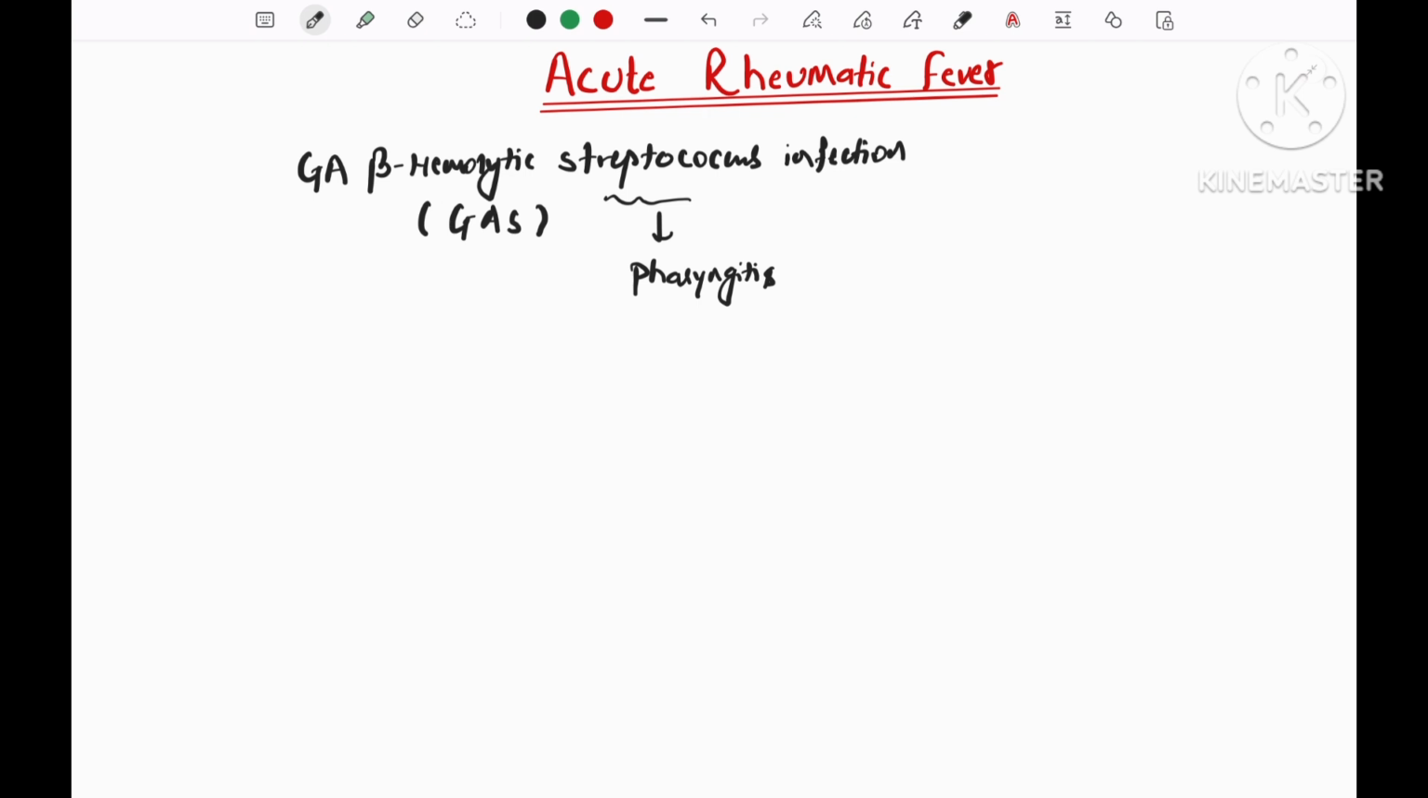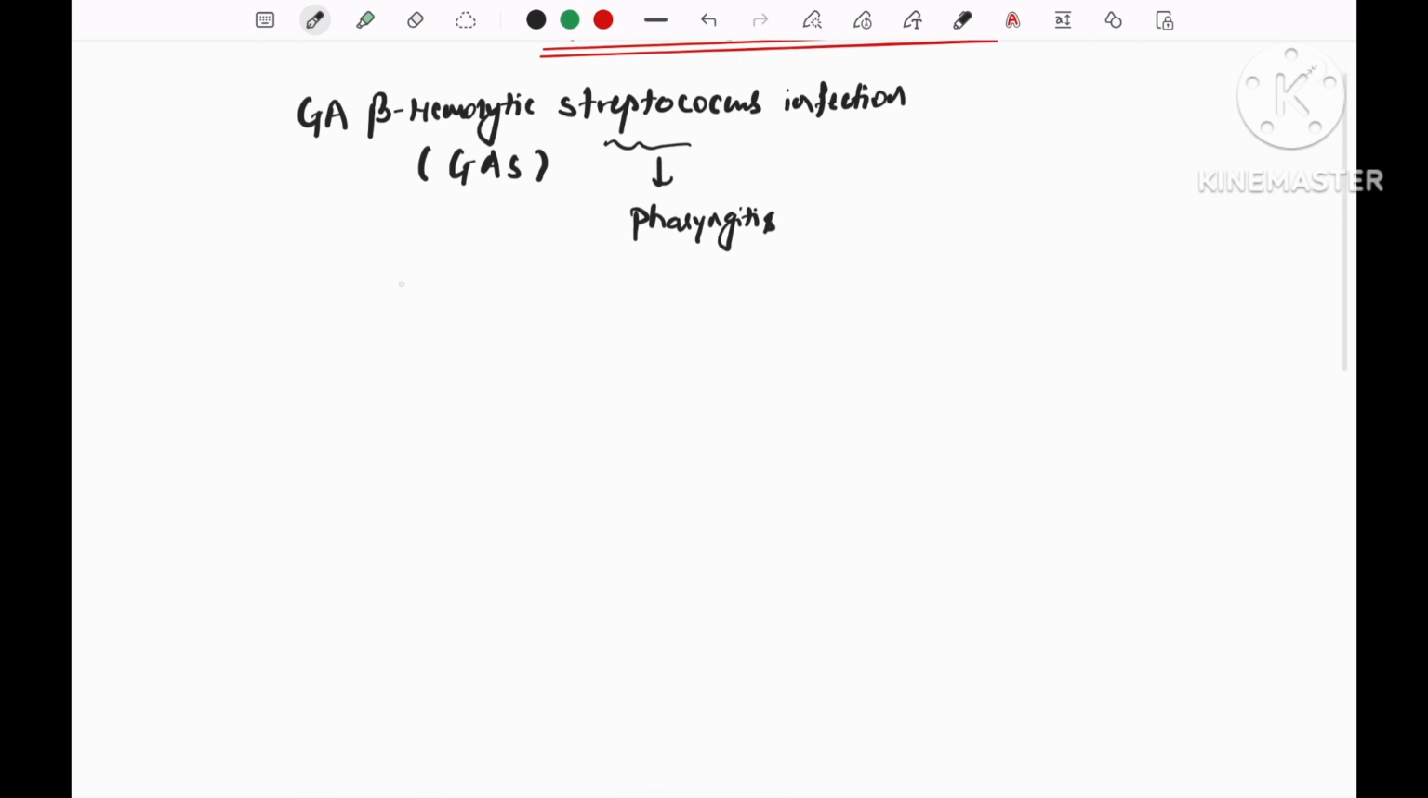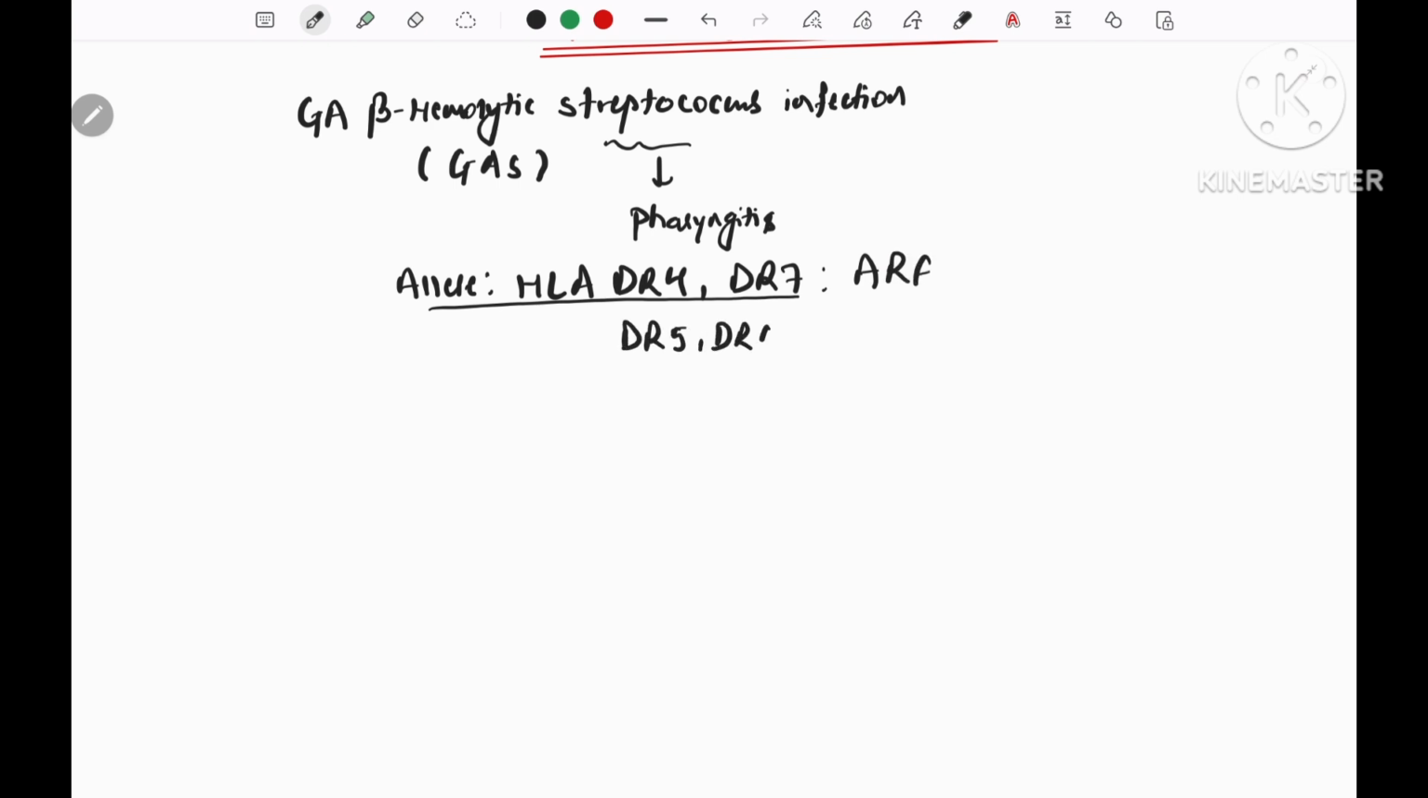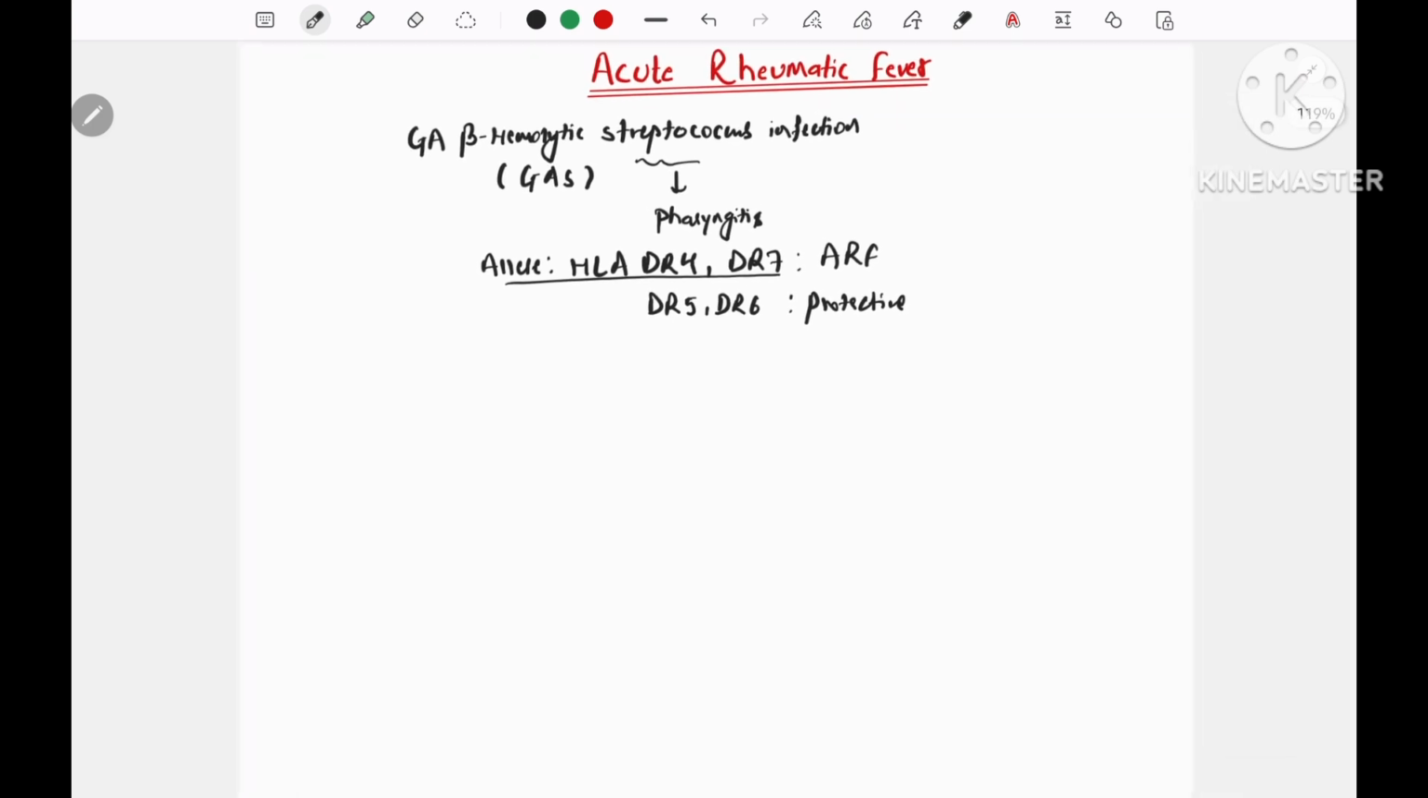If the patient has alleles like HLA DR4 and DR7, then they are at risk of having acute rheumatic fever. But if the allele is DR5 or DR6, then they are protective against acute rheumatic fever. So these are the two alleles which we should know.